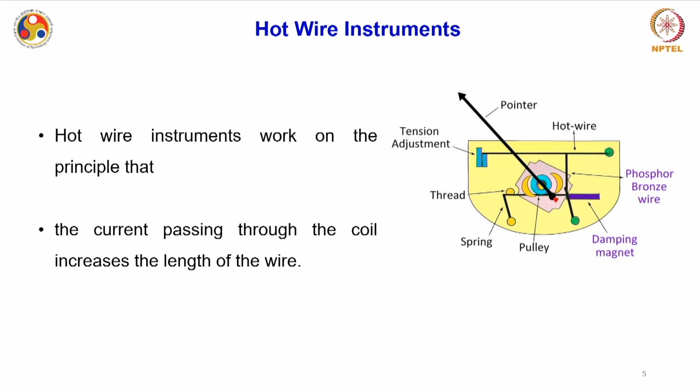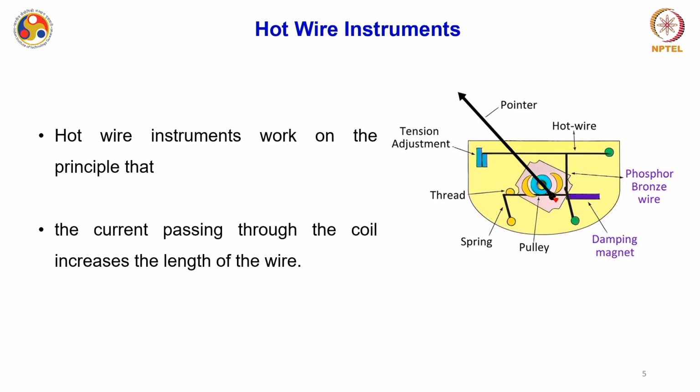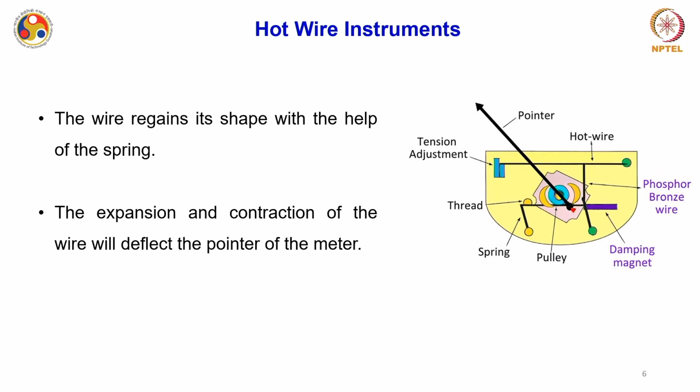As the name suggests, the hot wire instrument works on the principle that the current passing through the coil, or a simple wire, increases the length of the wire. Because of the resistance of the wire, a certain amount of heat is generated, and this wire expands because of this heat. This is the generic principle of these hot wire instruments.